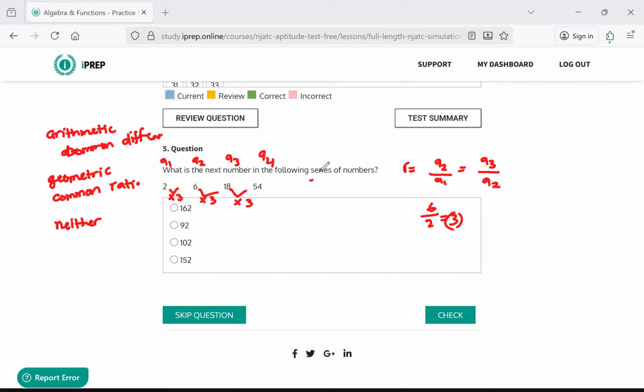So this proves that we have a geometric sequence, and we have a common ratio of 3. All you have to do to get the next number is multiply by 3. So what's 54 times 3? 162. So that is why it's this one. Sometimes you might have an arithmetic sequence, sometimes a geometric, sometimes neither, and you just have to look at the pattern and figure out what the formula would be.